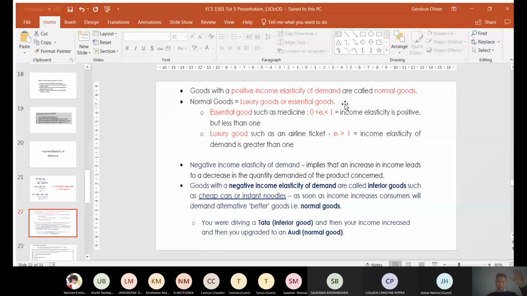If it's negative, it's an inferior good. Now I know, within the normal goods, a good can either be a luxury good or an essential good. If it's an essential good, my income elasticity of demand is greater than 0 but less than 1. Greater than 0 is 0.1. Less than 1 is 0.99. When it's a luxury good, it's greater than 1, 1.1 as an example. That is all that I want you to take from the slide over here.